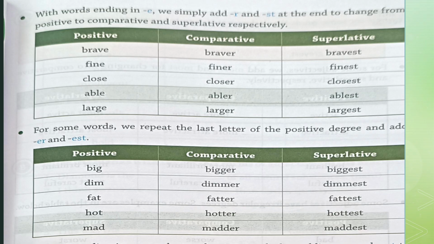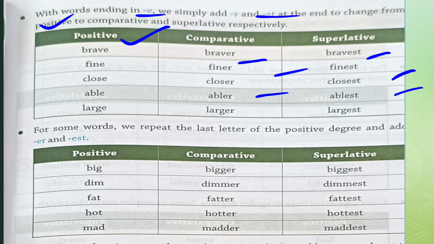Now look at this. With words ending in E, we simply add R and ST at the end to change from positive to comparative and superlative. For example, brave. Brave will turn into braver. We simply add just R, and bravest means ST in the superlative degree. Fine, finer, finest. Close, closer, closest. Able, abler, ablest, and large, larger, largest.